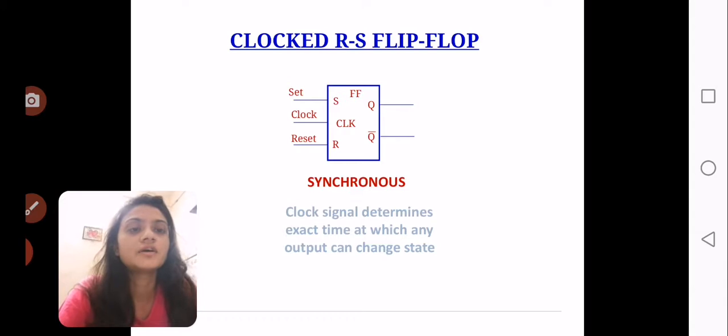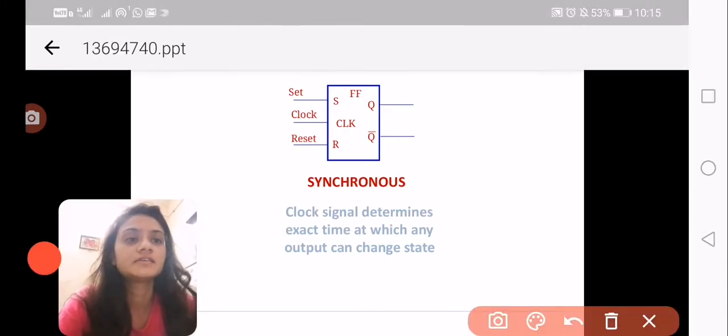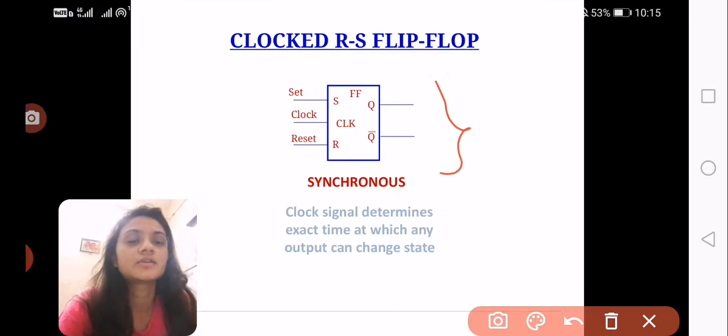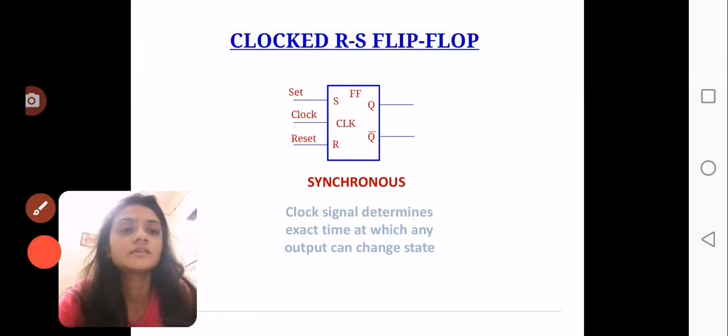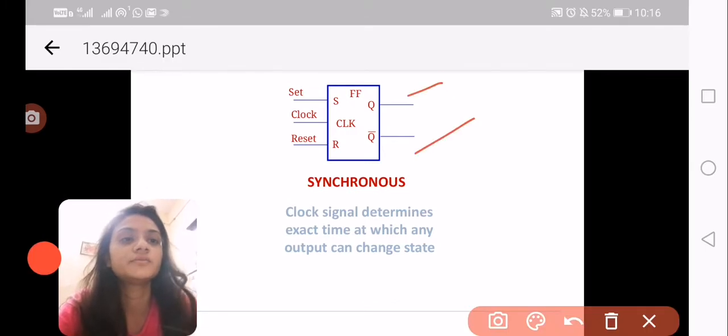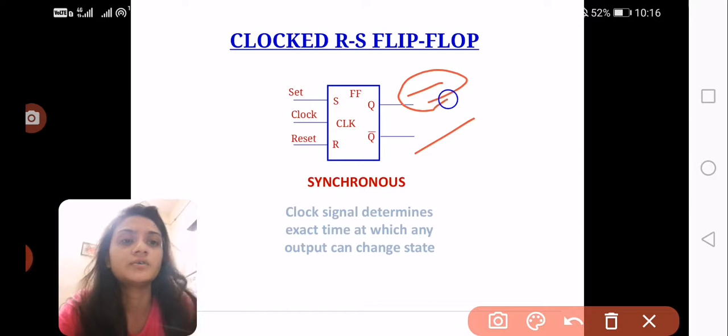So the symbol of RS flip-flop is given here. Set, clock and reset. Set, that means S, reset, that means R, and clock is given for the purpose of making the flip-flop work. So remember, only if the clock is activated can any changes be made in the flip-flop. If any input combination is given but the clock is not given, you will not get any output. There are two terms on the output side, Q and Q bar. Q is your output, and Q bar is the complement of the output Q.